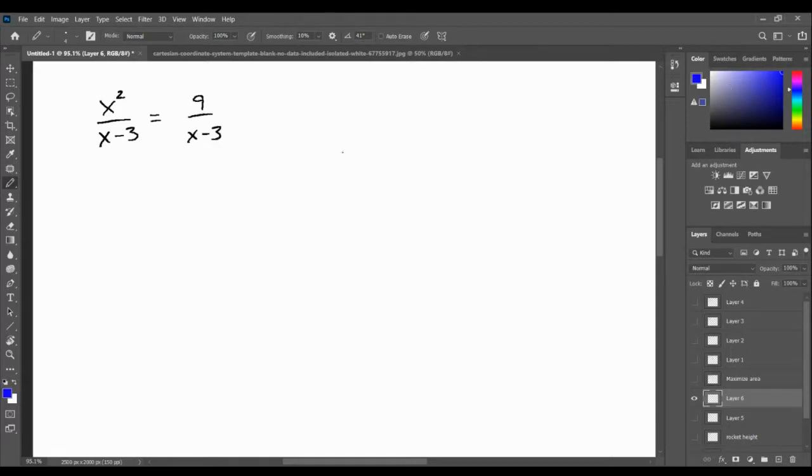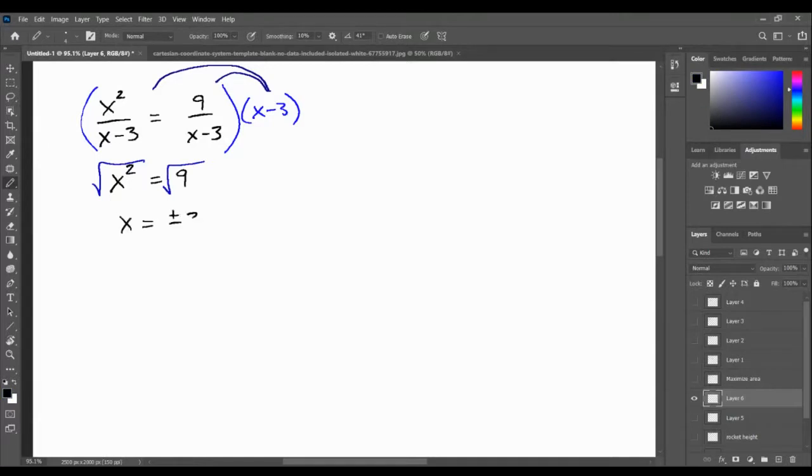So I can multiply by that least common denominator, which is x minus 3. Well, let's go ahead and distribute that through. When I do, we'll end up with x squared equals 9, because those denominators will cancel. Take the square root of both sides because we need to solve for x, and x equals plus or minus 3. So we have our two answers, which we might expect because we've got an x squared up there.